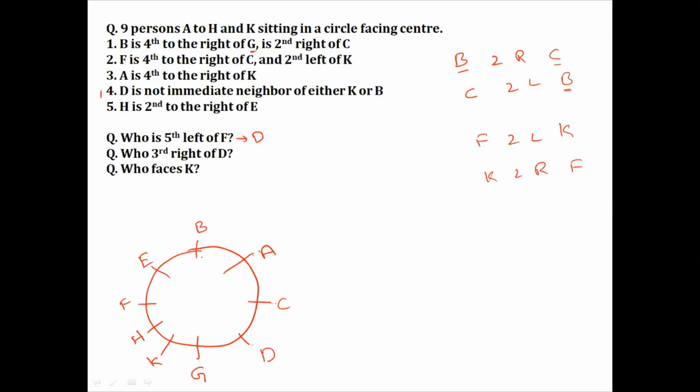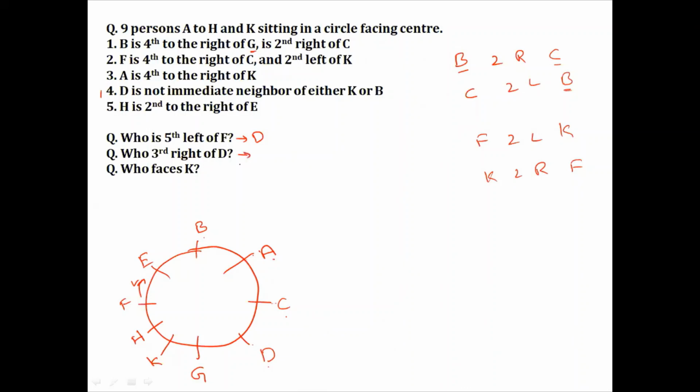Who is fifth left of F? Most of you are sending me the answers like C, but it is not C, it is D. So this is the left side of F. First left is E, second left is B, third left is A, fourth left is C, fifth left is D.